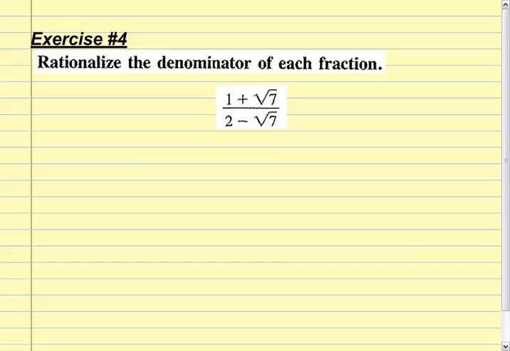Exercise number 4 says rationalize the denominator of each fraction. What does that mean? Ooh, dead air on the end. Oh, good. Allie, what does it mean? Get rid of like what's in the denominator. Well, it's not that I'm getting rid of what's in the denominator. What do I need to get rid of? The square root. Okay? To get rid of the square root means I need to rationalize.